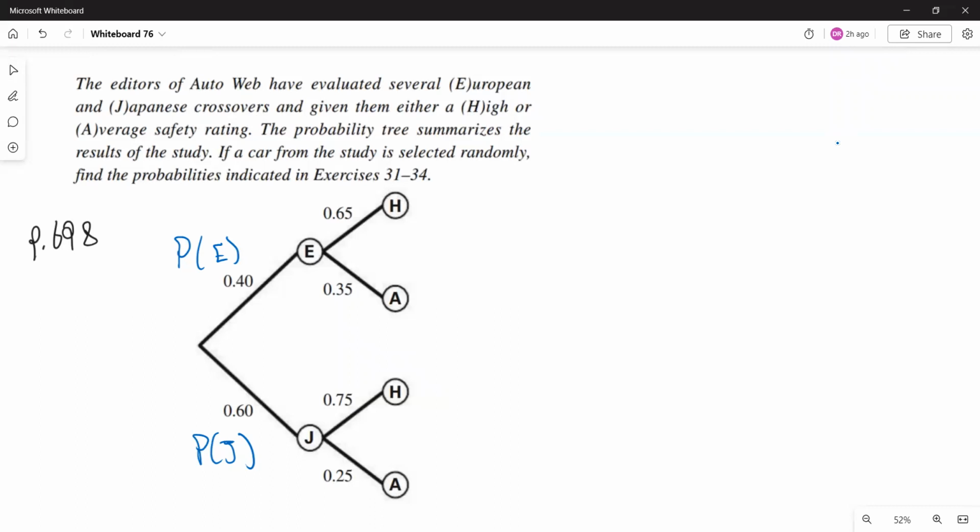And the second branches, you have H and E. The probability that the car has a high safety rating given that the car is European is 0.65. The probability that the car has an average safety rating given that the car is European is 0.35. The probability that the car has a high safety rating given that the car is Japanese is 0.75. And the probability that the car has an average safety rating given that the car is Japanese is 0.25.